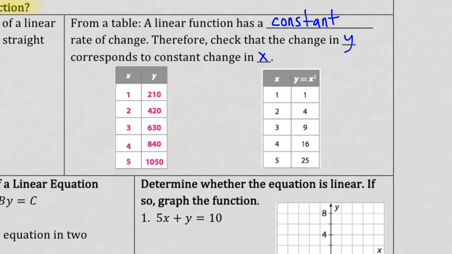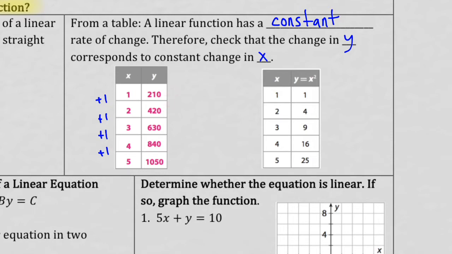How is this changing? From 1 to 2, what happened? It went up, right, by 1. It's plus 1 from there to there. From 2 to 3, plus 1 again. From 3 to 4, plus 1 again. From 4 to 5, plus 1 again. Notice that all of those are changing by the same number. Okay, that still doesn't prove that it's linear. I have to check the y values also.